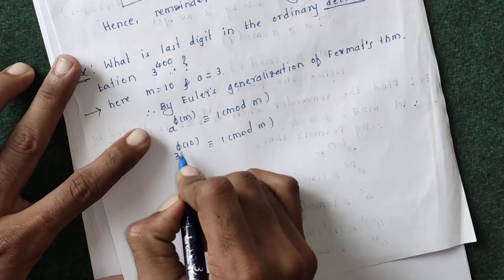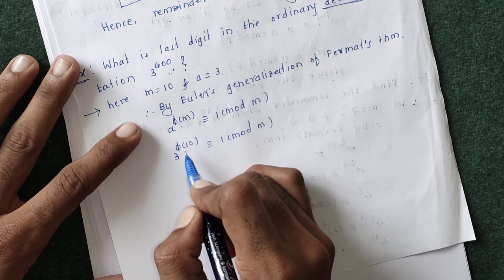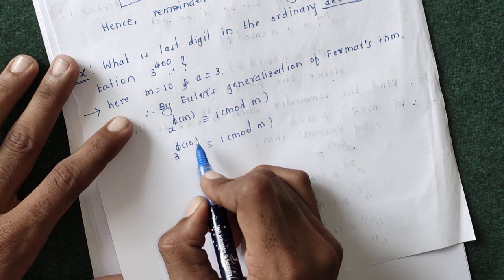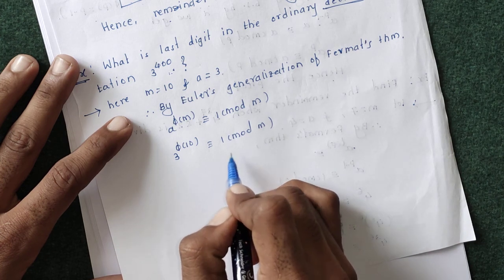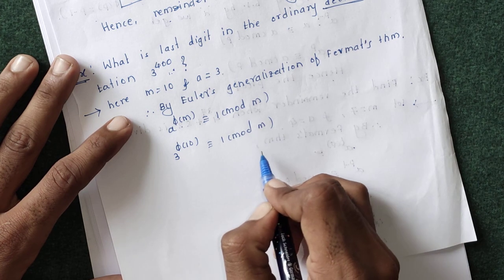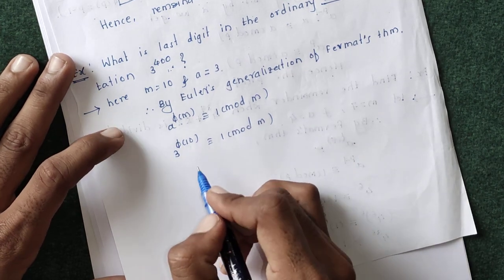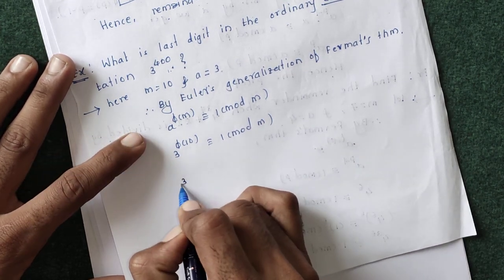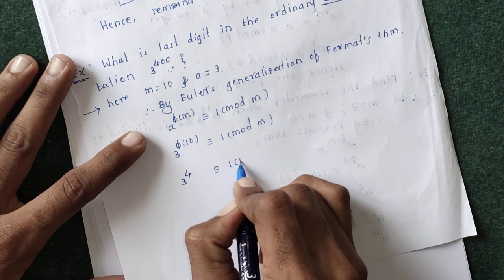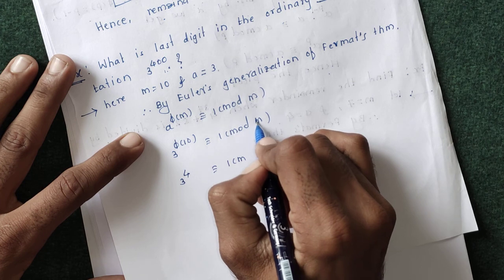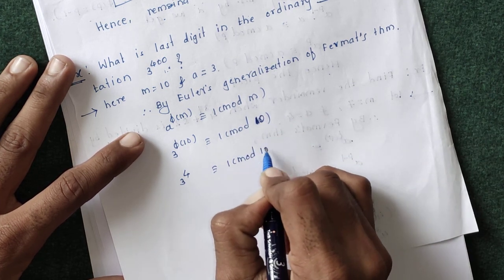Or we can find phi of 10 by writing 10 in canonical form, that is 2 into 5. So 10 into 1 minus 1 by 2 into 1 minus 1 by 5. After the calculations we get phi of 10 is equal to 4. So 3 raised to 4 is congruent to 1 modulo 10.